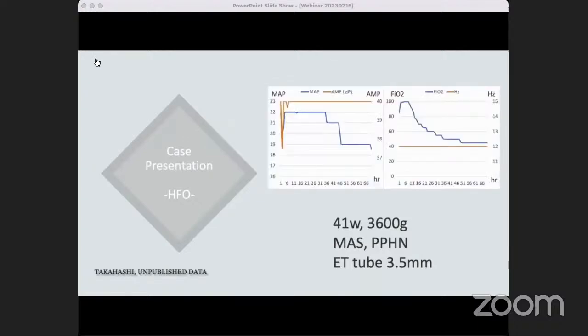First, let me present a case of a patient born at 41 weeks of gestation, weighing 3,600 grams, who was placed on ventilator management for meconium aspiration syndrome and persistent pulmonary hypertension of the newborn. A 3.5 millimeter endotracheal tube was used for this patient. This patient's condition was severe and required a MAP of 23 for HFO management. Oxygen was also used at 100%, combined with nitric oxide inhalation therapy, and his condition gradually improved.